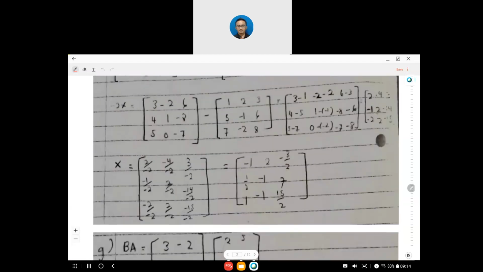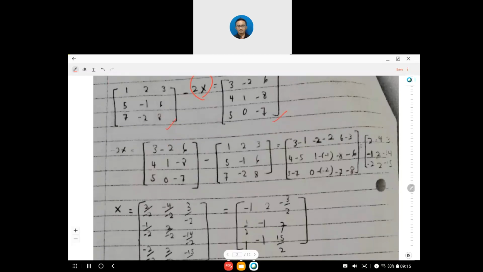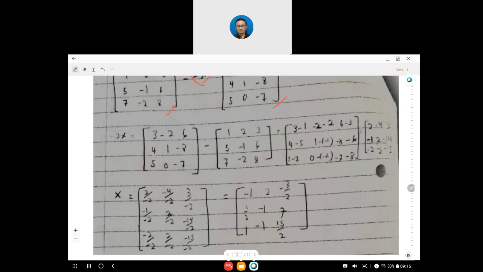Next, for F, you want to find matrix X also, where D minus 2X equal to F. Also the same thing, sama je prosedur dia. This matrix D minus 2X equals F. Also the same thing: as your friend solves it, dia akan pergi ke sebelah sana. But remember, this one you have negative 2.